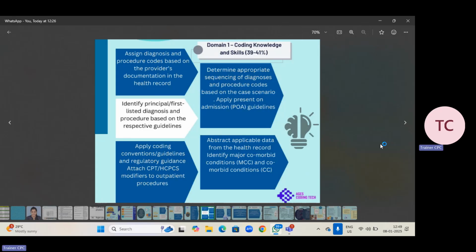Next is MCC and CC conditions. That is major comorbidity conditions and comorbidity conditions, which use hospital resources. More hospital resources will be used if a patient has a major complication or comorbidity. Say for example, I'm the patient and I'm getting admitted to the hospital. Say for example, for fever, I'm getting admitted to the hospital.